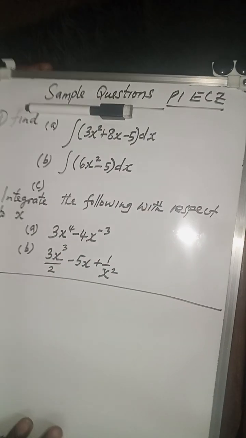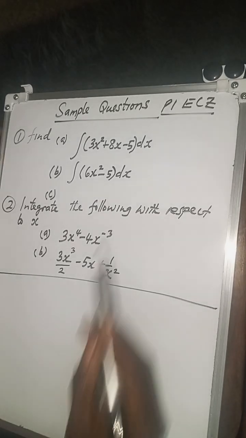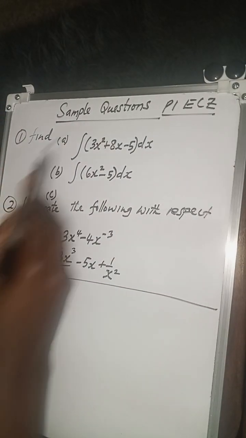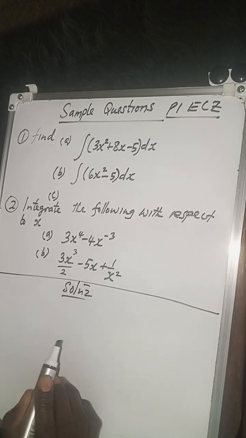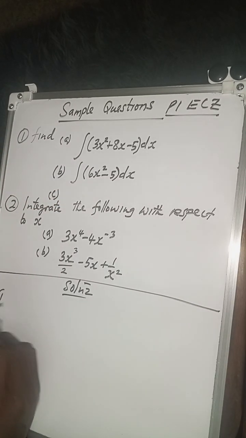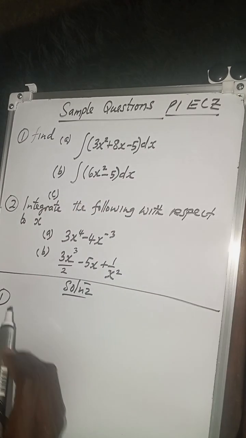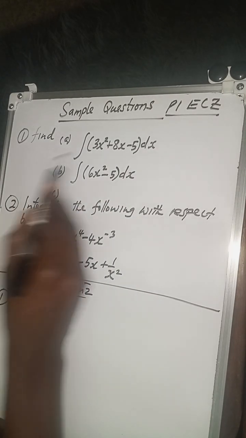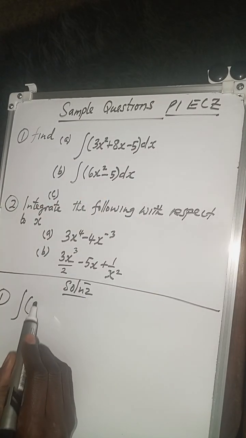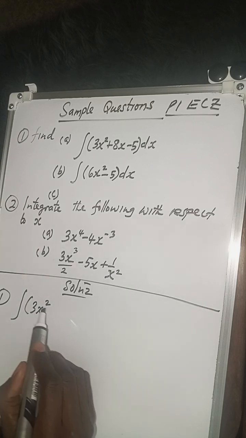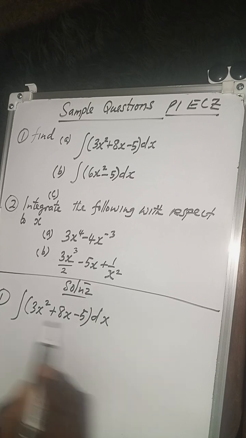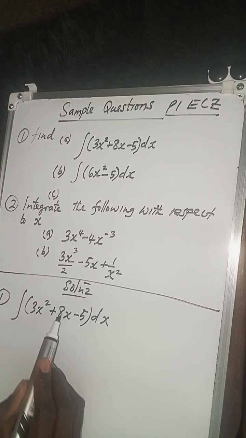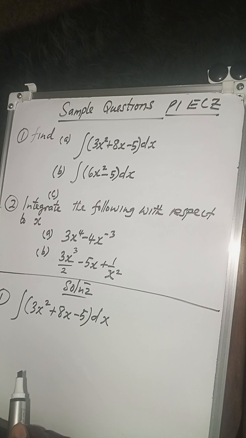Well, let's look at some ECZ questions that have come before. I've looked at more than enough examples. So let's look at some of the questions in your paper 1 that have come in the ECZ exam. So let's look at the solution to this question. They told you to find the integral. So they want you to integrate 3x squared plus 8x minus 5 with respect to x. So this is a polynomial, so integrate separately. Then you put the sum together.